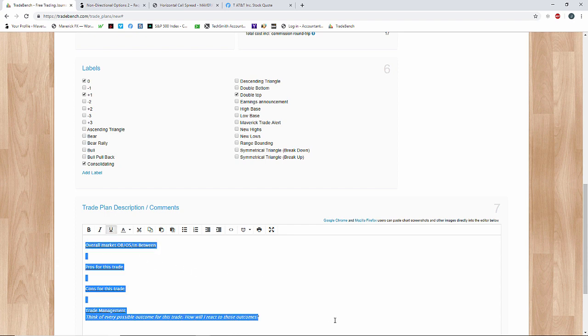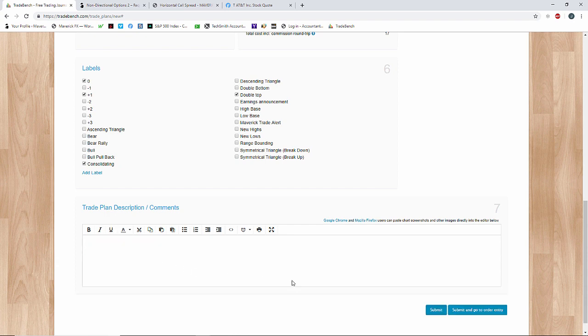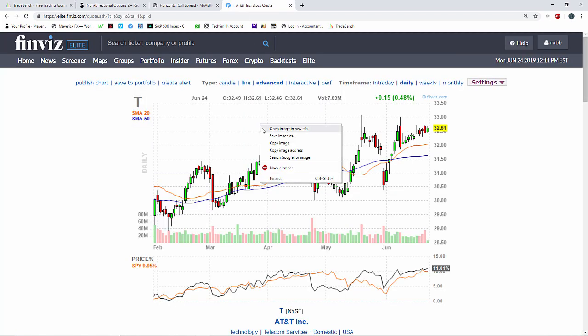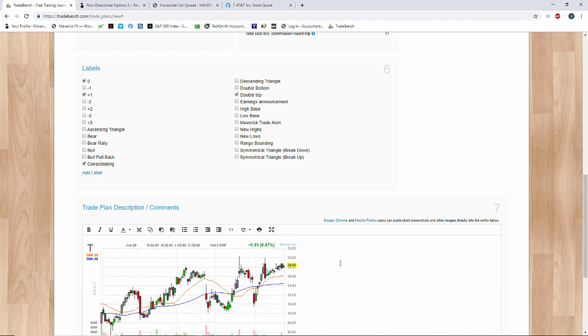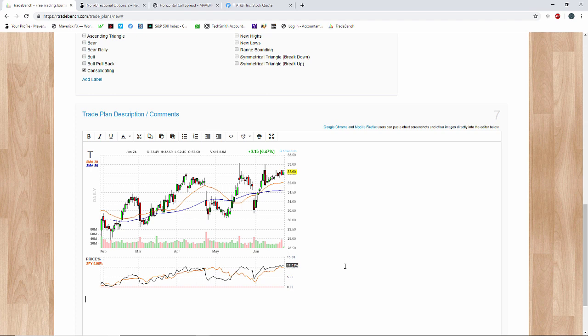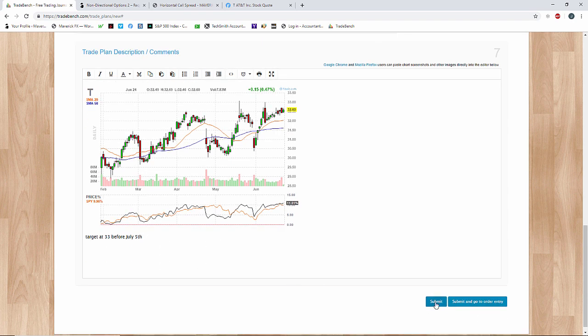Let's do this. Let's get rid of these guys here. You know me, I like to do this. Right click, copy, go back to trade bench, Control V, gets it back, and then hit arrow down or return, and then you can put down target at 33 before July 5th. Just made that up. I'm not sure exactly what the date is, but whatever you need on there, and so forth. So let's go ahead and submit this.